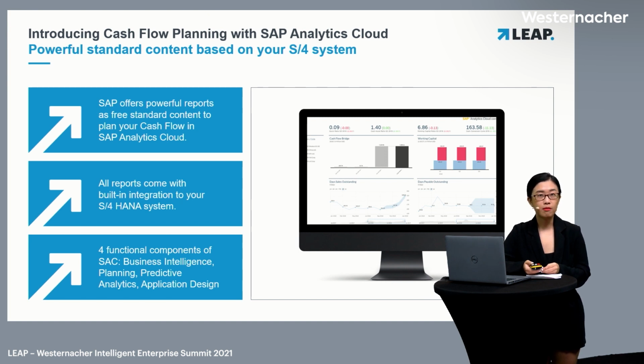The functional components of SAC can be divided up into 4 areas. Business intelligence, where it is about data preparation and reporting. Planning, where it is about distribution and simulation. Predictive analytics for foresight and automated analysis. And application design for complex applications as well as SDK extensions.